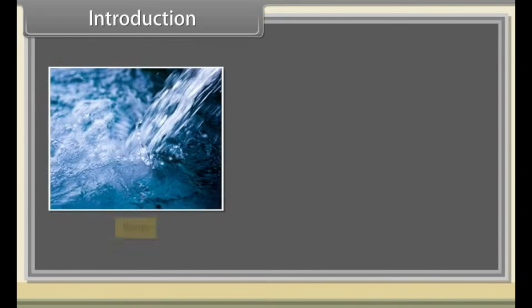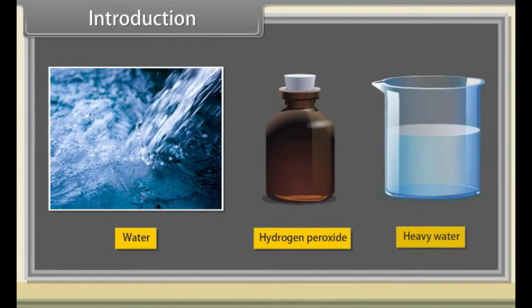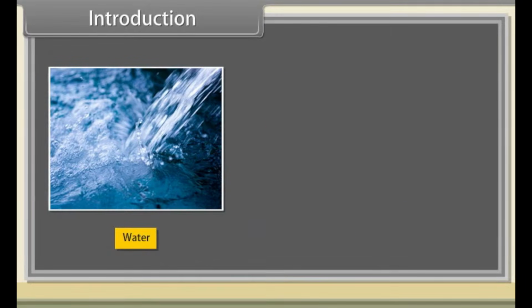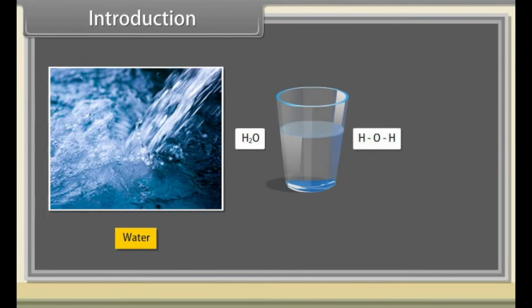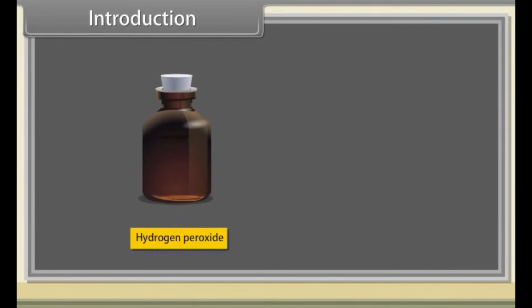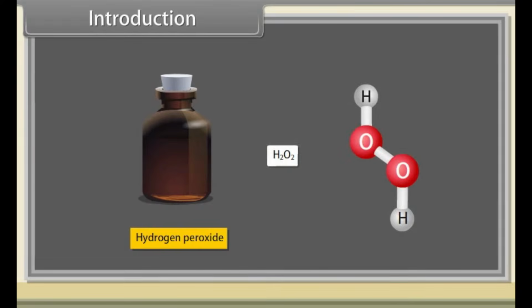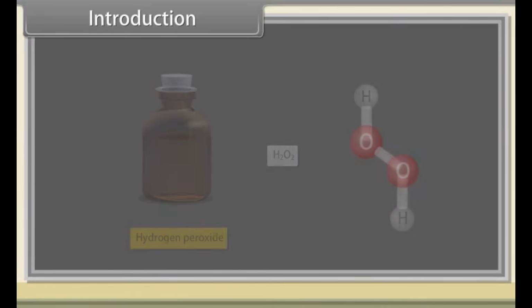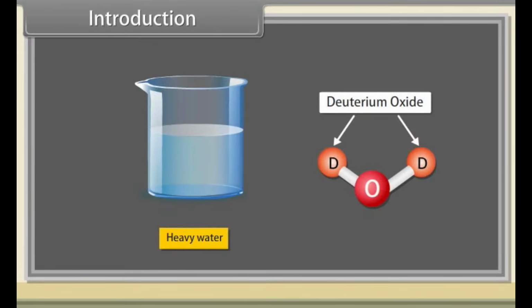Introduction. Hey kids, today we will learn about water, hydrogen peroxide and heavy water. Water is a chemical substance and its chemical formula is H2O. It is a colorless and transparent liquid. It contains 1 oxygen atom and 2 hydrogen atoms. Hydrogen peroxide is a combination of hydrogen and oxygen. Its chemical formula is H2O2. Heavy water is deuterium oxide. It is another form of water which contains the hydrogen isotope deuterium.